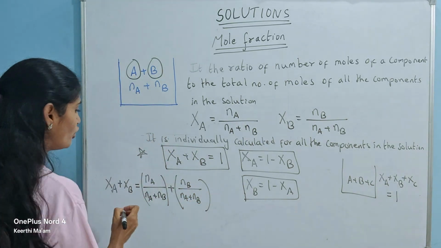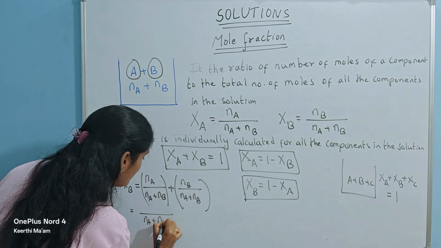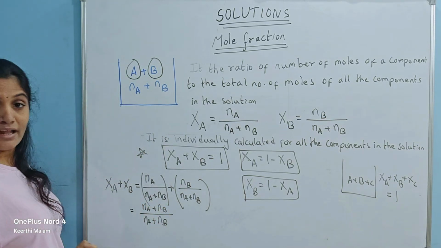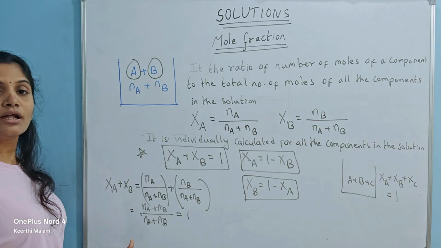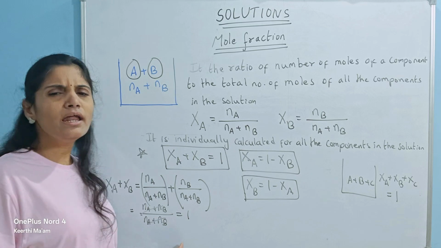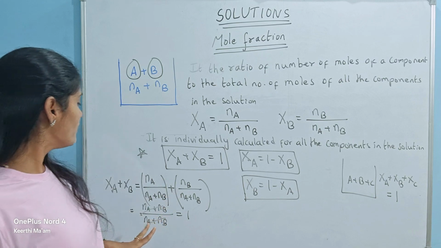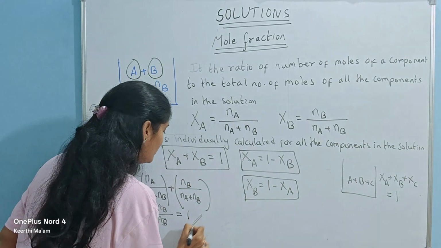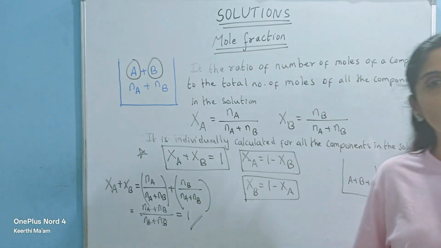Now when you add both of them, what do you get here? If you take the LCM, in the numerator you will get Na plus Nb over Na plus Nb. Now you can cancel out Na plus Nb, so you will get it equal to 1. So you can mathematically prove why the sum of mole fractions of two components, or any number of components present in the solution, is always equal to 1. If I add the mole fractions of both components, ultimately I am getting the answer as 1. So this is the basic understanding of the concept of mole fraction.